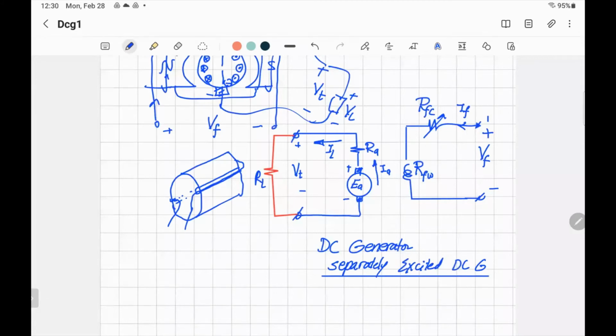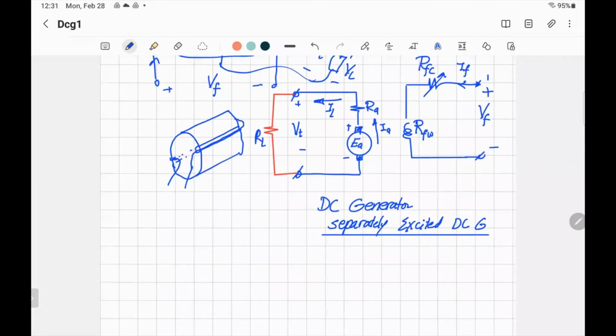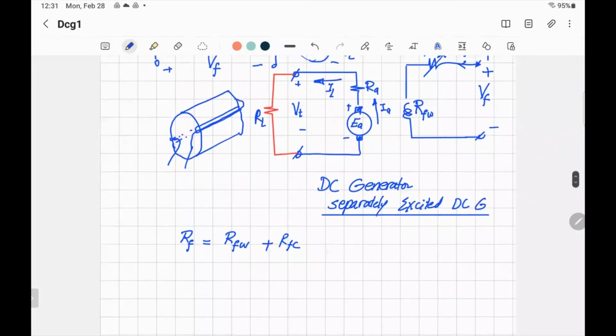The equations of this generator are very simple. First of all, if we look to the right-hand side, you've got the field circuit, and it's a very simple circuit. You have only a voltage source called VF, and you have only two resistors connected in series. You can combine them in one resistor: the resistance of the field is equal to the resistance of the field winding plus the resistance of the field control. Once you get the total resistance, you want to calculate the field current. It's very simple, like Ohm's law. The field current IF will be equal to the voltage of the field VF divided by the total resistance of the field. We are done with the field circuit.